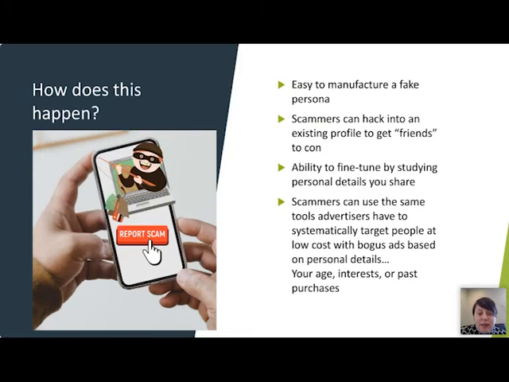Scammers can hack into an existing profile and get to your friends through your friends to serve as the con. They present themselves as a loved one or a family member, but they aren't. It is actually a hacker who hacked into your friend's account, and you don't know that it isn't truly your friend. You can really fine tune your message.